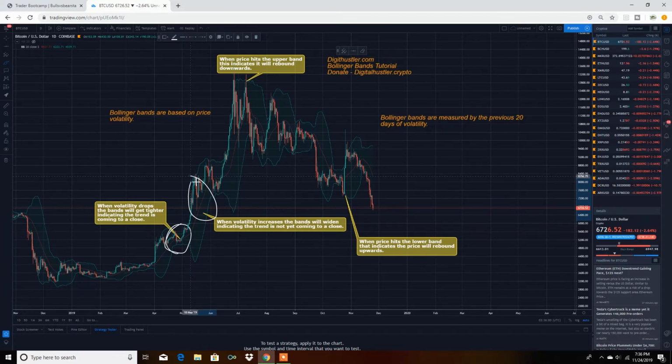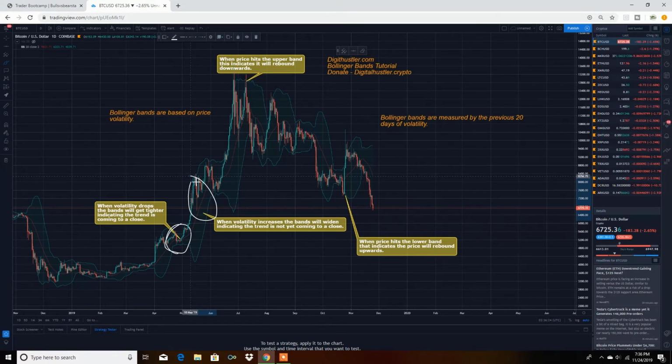So now, when you use this indicator, these are the four things you're going to be looking for the most. You're going to be looking for when the price hits the upper band to rebound downwards. You're going to be looking for the price hits the lower band to rebound upwards. You're going to be looking for if the bands are contracted. If they're starting to contract, that means the trend is coming to a close.